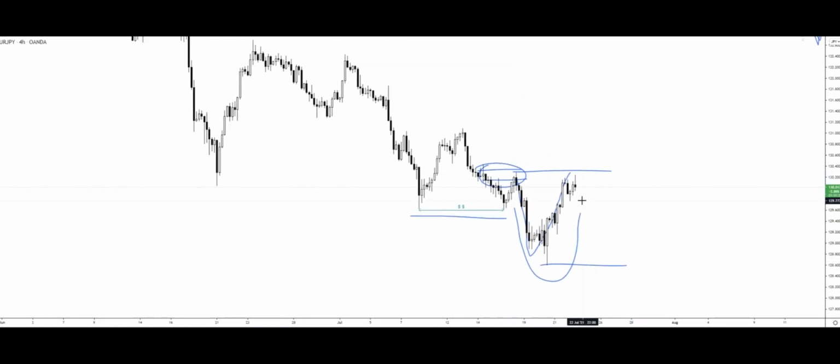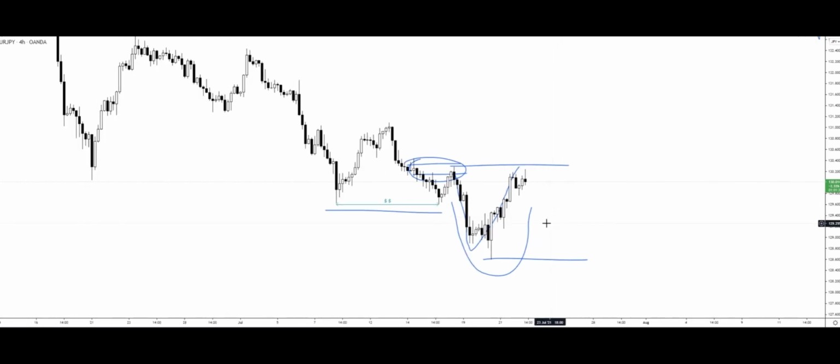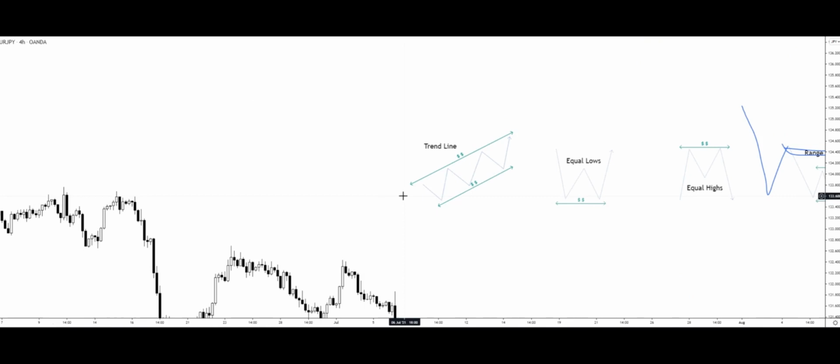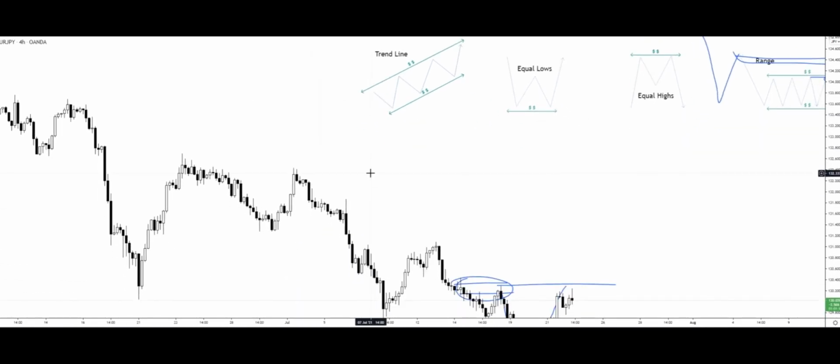Okay, again, you already know what imbalances are at this point. Also, another thing to note as well: liquidity is imbalances. If you don't know what liquidity is, I forgot to mention that at the beginning of the video, but all liquidity is just money.